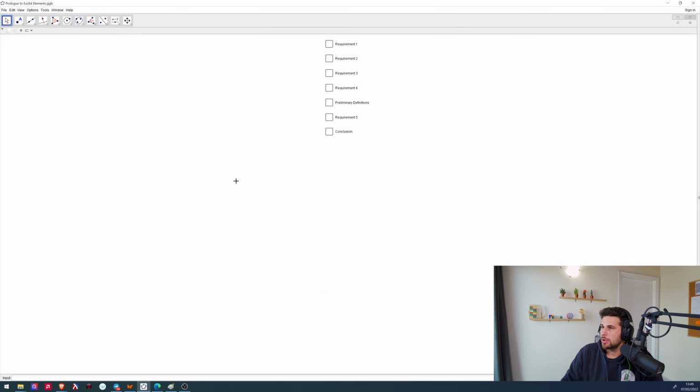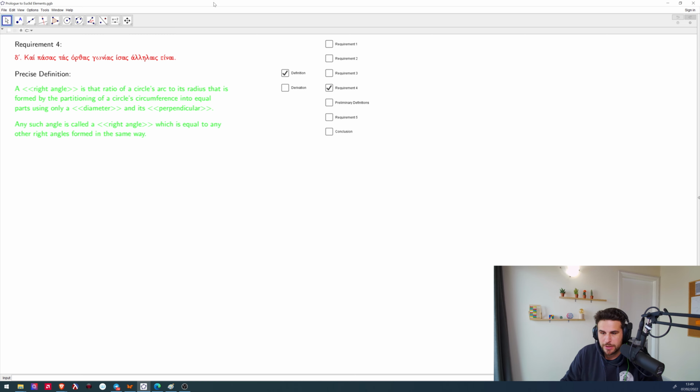So this GeoGebra applet was initially meant for the summary, but I'll just use it a bit here and then I'll also add it again in the summary. So the definition in ancient Greek of Euclid's fourth requirement is "και πάσας τας όρθος γωνίας ίσας άλληλες είναι." And that just states that any right angle is equal to any other right angle.